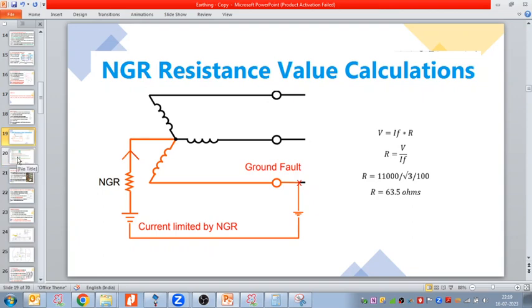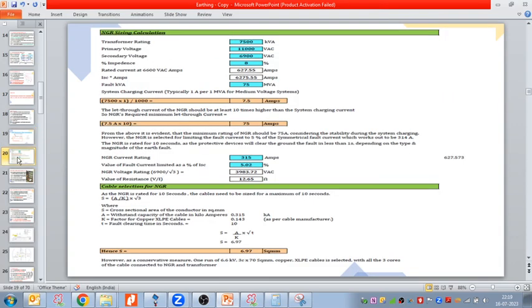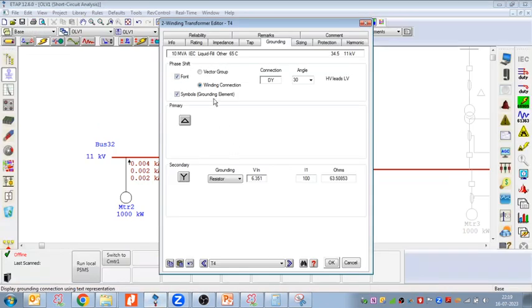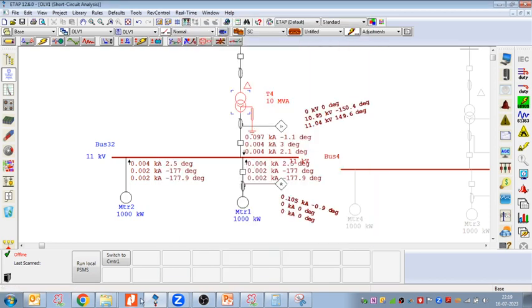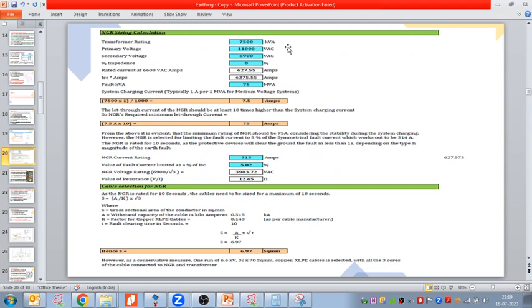This concept, when we convert it into Excel, is how we calculate the NGR through the Excel sheet. I just took one case study for the NGR. Here we have the transformer rating of 7500 kVA. In this case, we have taken the 10 MVA transformer. Suppose this is a 7.5 MVA transformer, which converts into kVA.